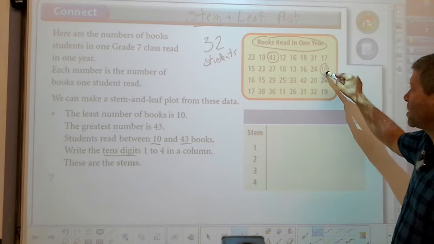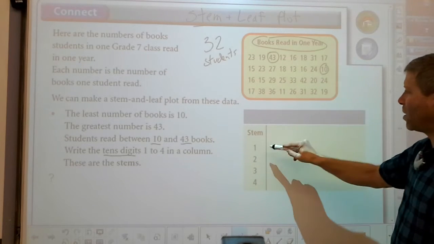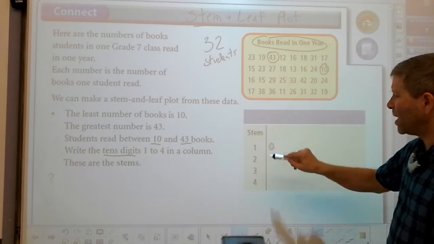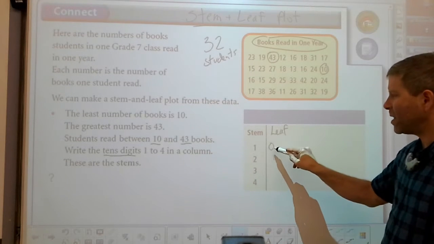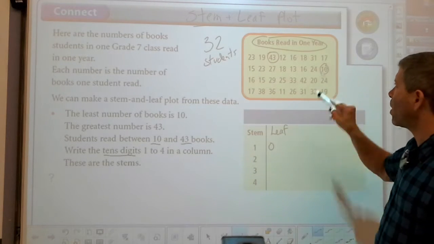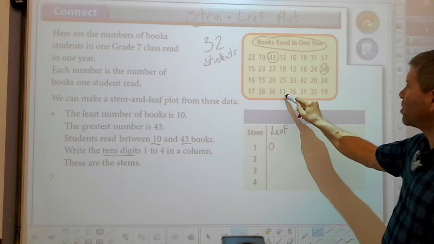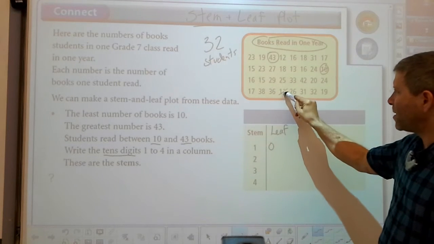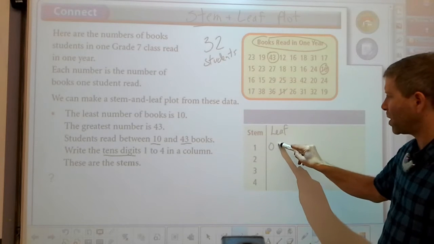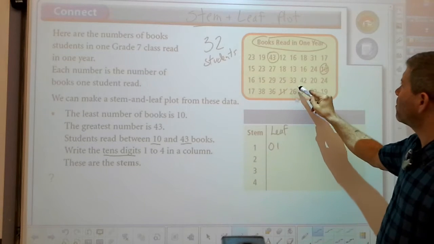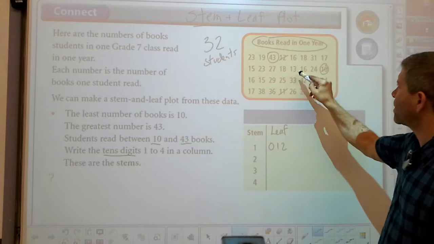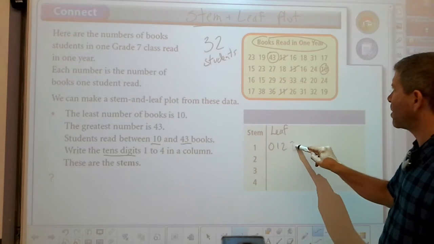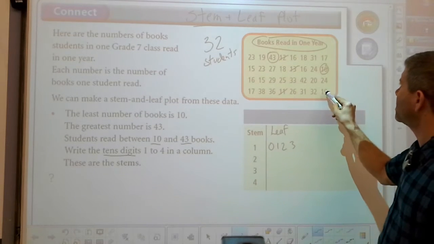So we look at the smallest number, 10. So that's a 1 and a 0. So this is 10. So the leaf here would be 0. Now this 0 represents 10. I'm going to cross that out. Now I look for the next largest number. I see 11. 11 is 10 plus 1. And I look for the next largest number. I see a 12. So I'm going to write a 2 to represent 12. Then I see 13. I'm going to write a 3 to represent the 13.